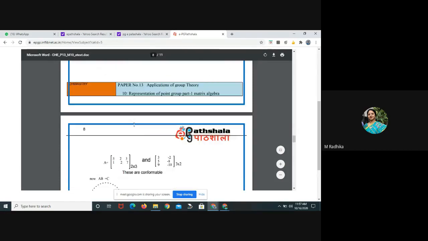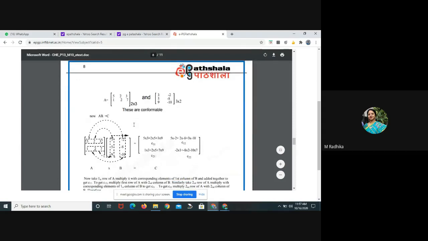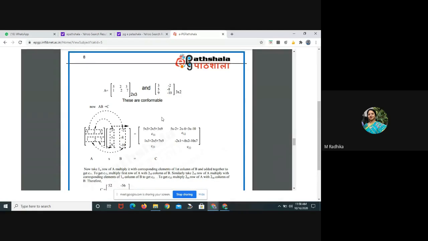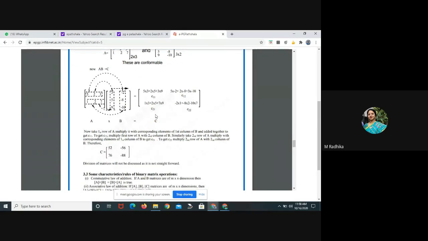For a multiplication, there need not be the same dimensions, but the number of elements in a row should be equivalent to the number of elements in the column. Then only you can do the multiplication. That is, if it is a 2 into 3, I should have the other matrix as 3 into 2. Then only these two can be multiplied. So these matrices are called conformable. This you have to practice a bit because we are going to study the multiplication mainly. So when you see, concentrate here.